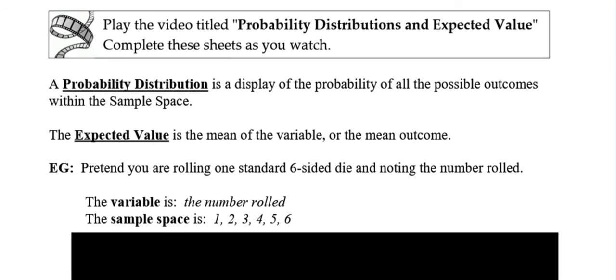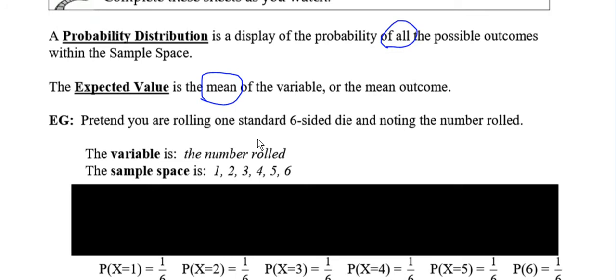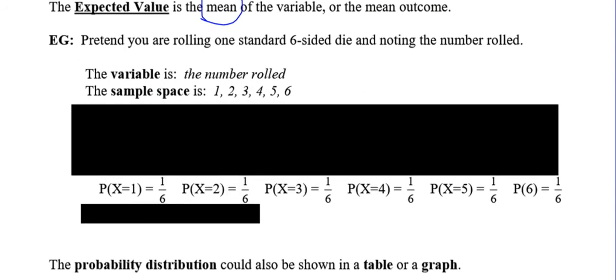The expected value is the mean. So that's just your X bar. On average, if you were to continuously roll this die, what would you roll on average? So a probability distribution is a display of the probability of all possible outcomes, and the expected value is the mean. So we're going to start with a really easy example. In this first example, we're going to be rolling a 6-sided die.